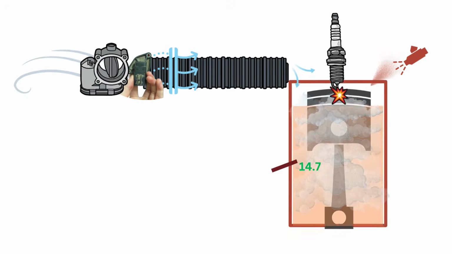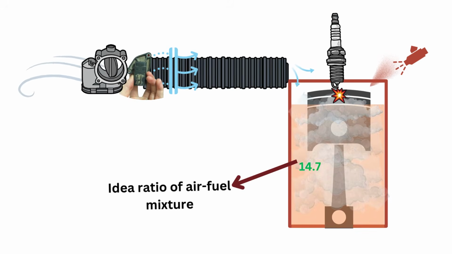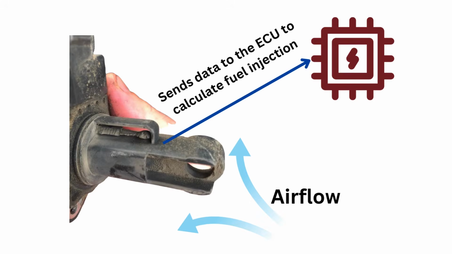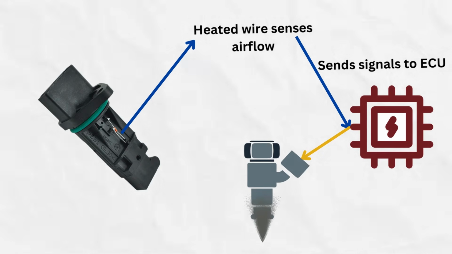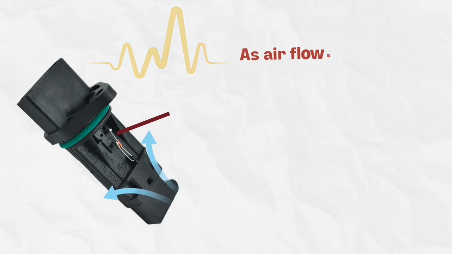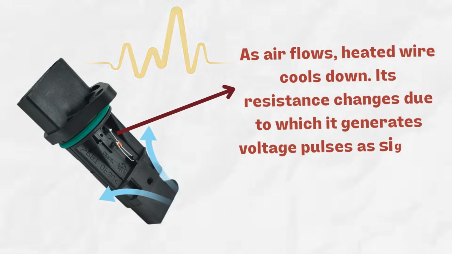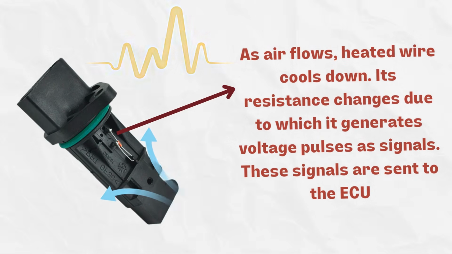The MAF sensor, located between the throttle body and air filter, works by measuring the amount of air entering the engine using a heated wire, which helps the PCM control the fuel injection for the proper air-fuel mixture. As air flows over a heated wire, its resistance changes, generating signals in the form of voltage pulses.